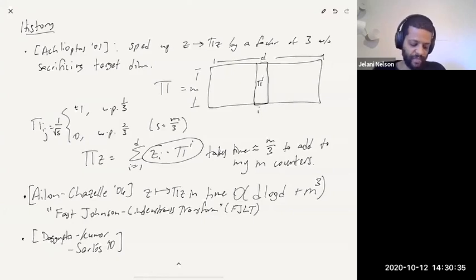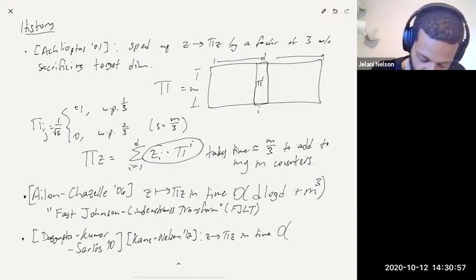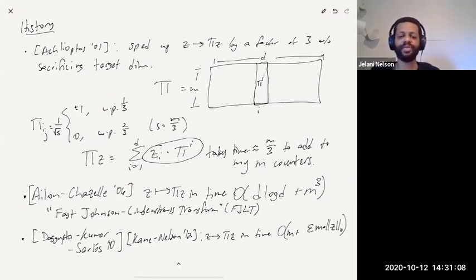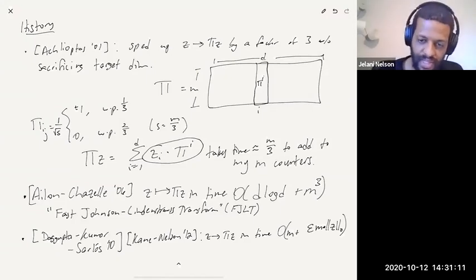So Dasgupta, Kumar, and Sarlós were the first to give some asymptotic improvement for sparse vectors. And then the state-of-the-art bound is due to myself and Daniel Kane. We show that z gets mapped to pi z in time basically m plus epsilon m times the number of non-zero entries in z. So ||z||_0 is the support size, the number of non-zero entries in z. And the way that we achieve this, let me call this s.